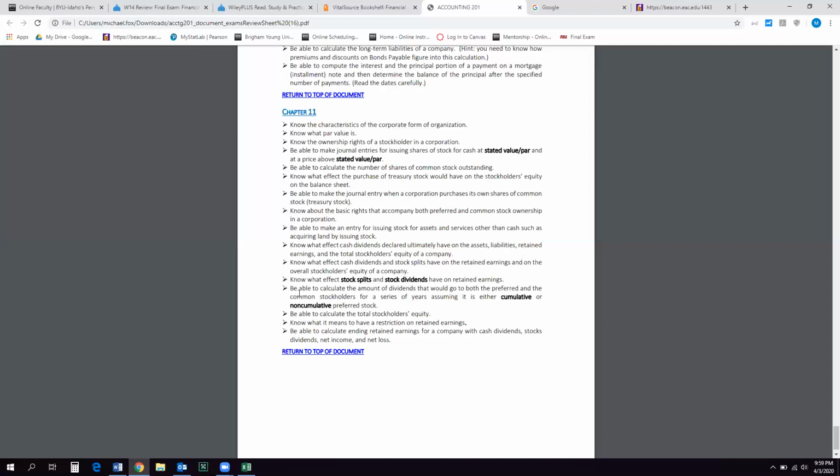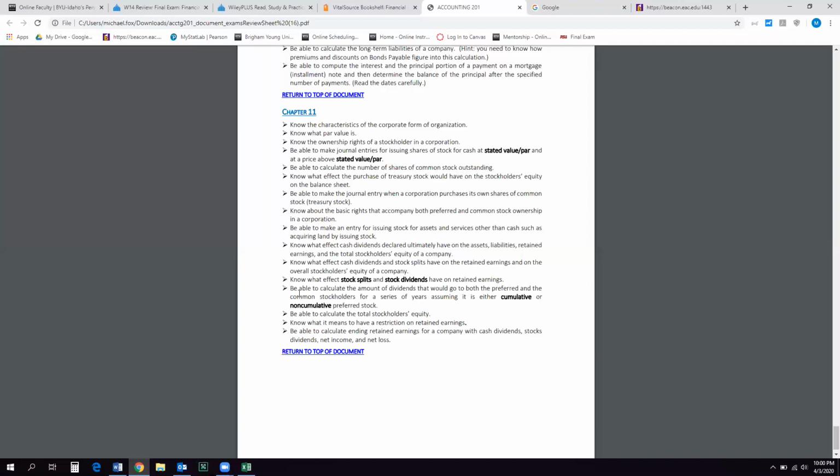Be able to calculate the total stockholders' equity. So total stockholders' equity is all of the contributed capital, which would be the common stock plus any additional paid-in capital on the common stock, the preferred stock plus any additional paid-in capital on preferred stock. So that's your total paid-in capital plus your retained earnings less your treasury stock. That's going to be your total stockholders' equity.